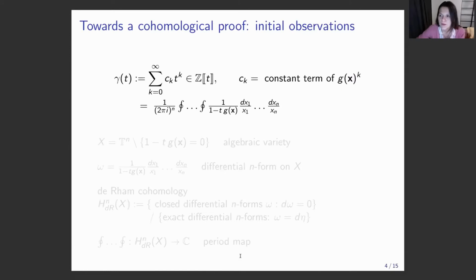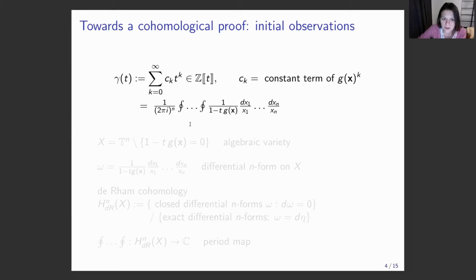Let's move towards the proof. So I will start with the observation about the meaning of this generating function. So we can write it as the following integral. To see that this equality is true, we can expand 1 over 1 minus tg as a geometric series and sum t to the k, g to the k. And then the integration here is over the product of circles around the origin on each coordinate. So Cauchy formula gives us that for t to the k g of x to the k, we obtain this term c to the k, t to the k here.